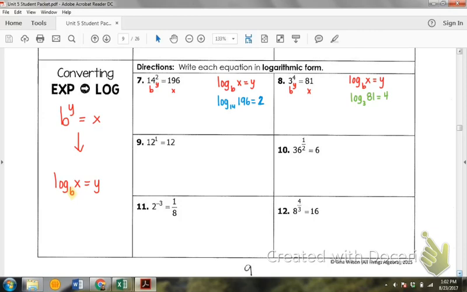Look up here. 3 to the 4th power gives you 81. Right? That's a way that you can check that you did it right. So again, 3 to the 4th power gives you 81. Okay, so you can kind of do a mental check that way. Okay, let's do number 11 and 12. Try 11 and 12 on your own, and we'll see if we get the same thing.